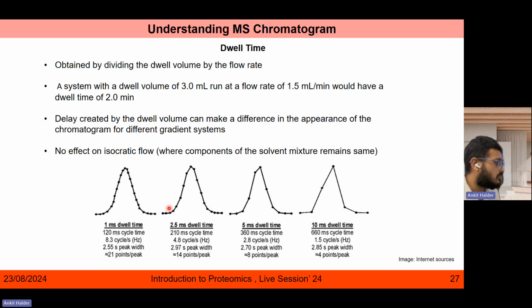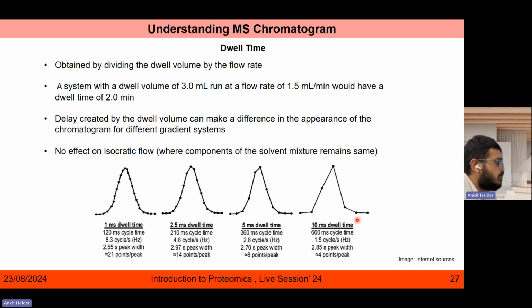To form the peak is easy. For instance, here you can see that it is a very distorted peak. With so few data points, that is not a very effective and efficient identification you can talk about.